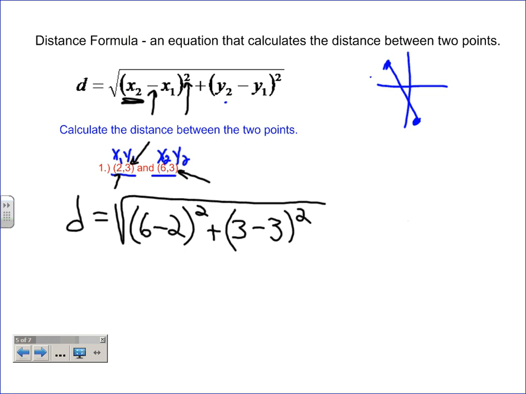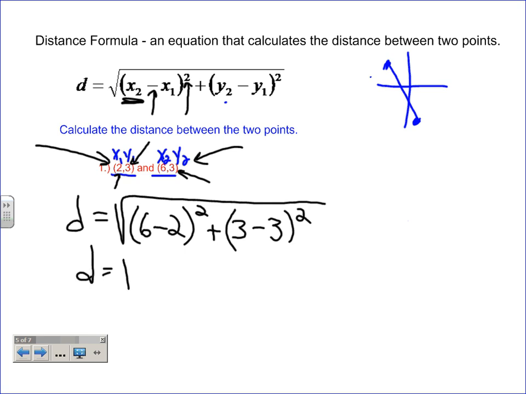Any questions on that? Would it have been okay had I made this one right here x2, y2, and then this one x1, y1? Would it still work out? And yes, it would. It would work out just fine because of the squaring. Okay, it wouldn't be a problem. Okay, that's the beauty of it. You just label one x1, y1, one x2, y2, and you go.